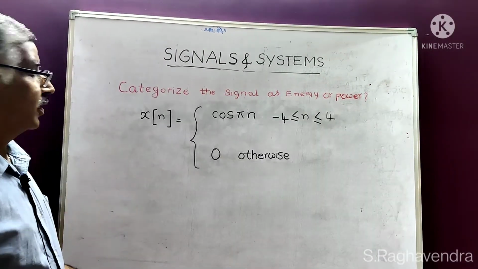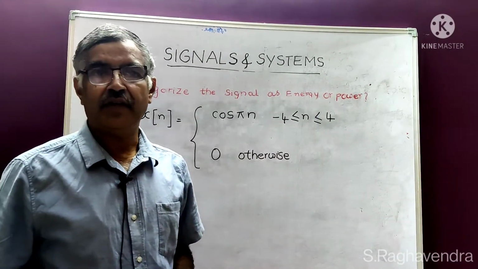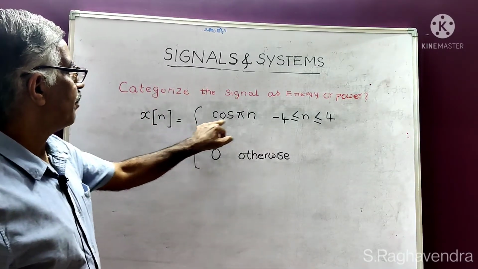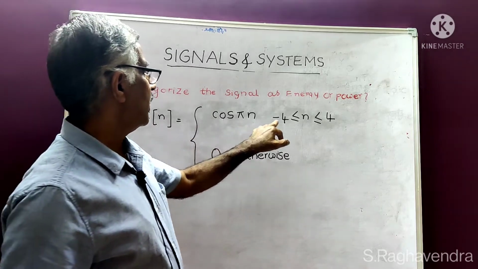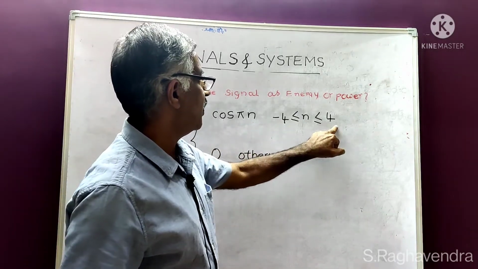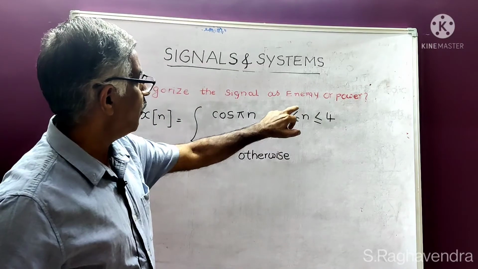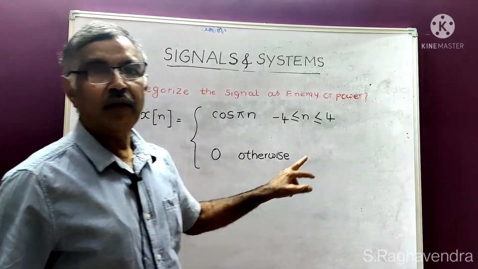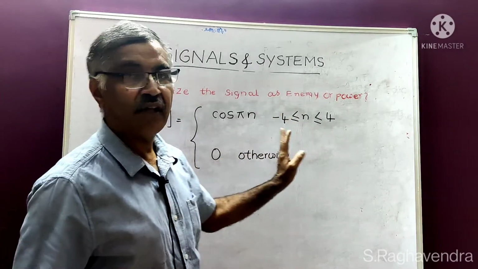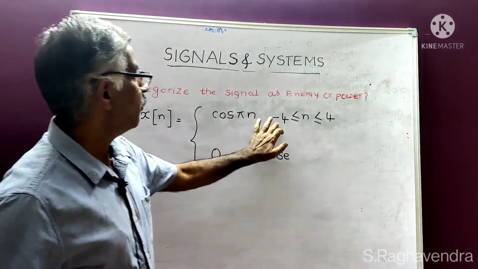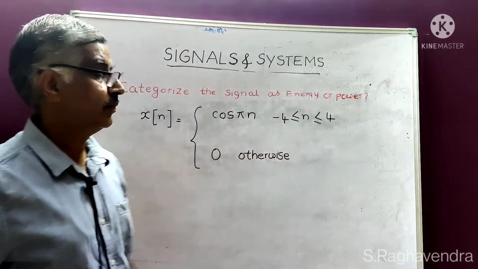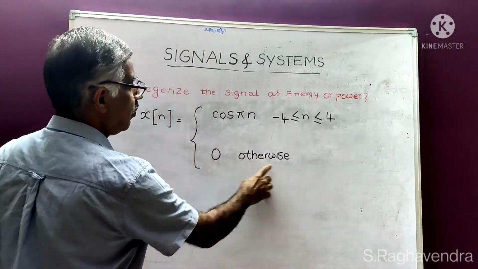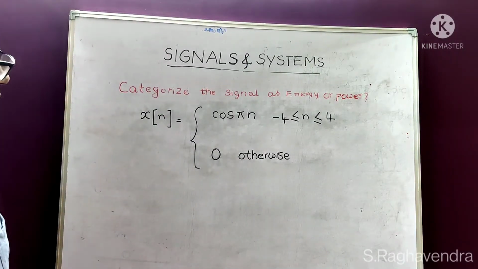Now I am taking a discrete signal problem. x of n equal to cos pi n in the interval -4 to +4. If you find the less than or equal to symbol, that means the boundary values are also included. -4 and 4 are included, so that makes the difference. And 0 otherwise.